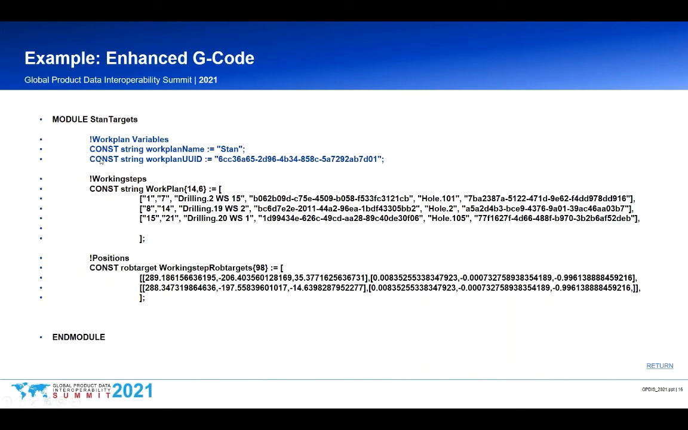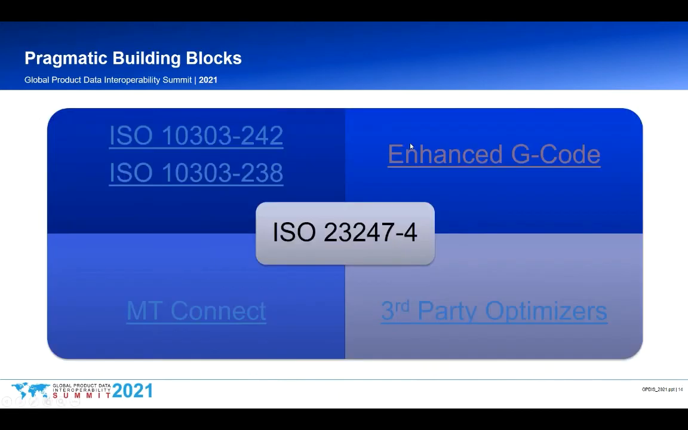But again, working with those third-party optimizers, we've asked the question, what information is missing from the G code that we need to get in there? How can we work within the construct of the G code that the robots can understand to get this information into there? Okay. And so that's the building blocks that we're working on to achieve the digital twin right now.